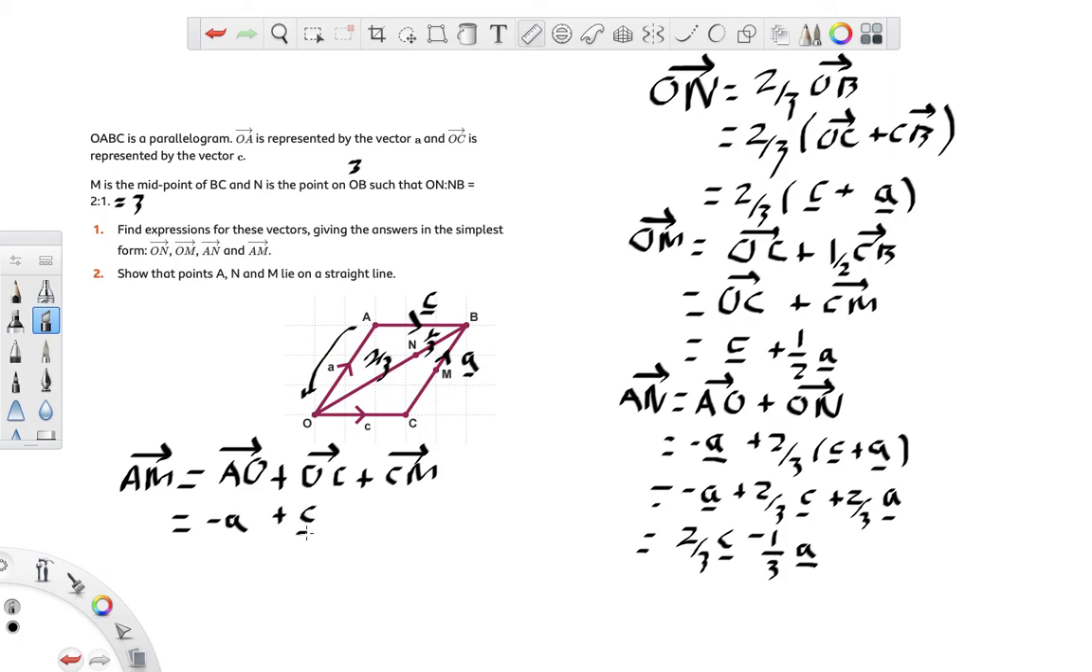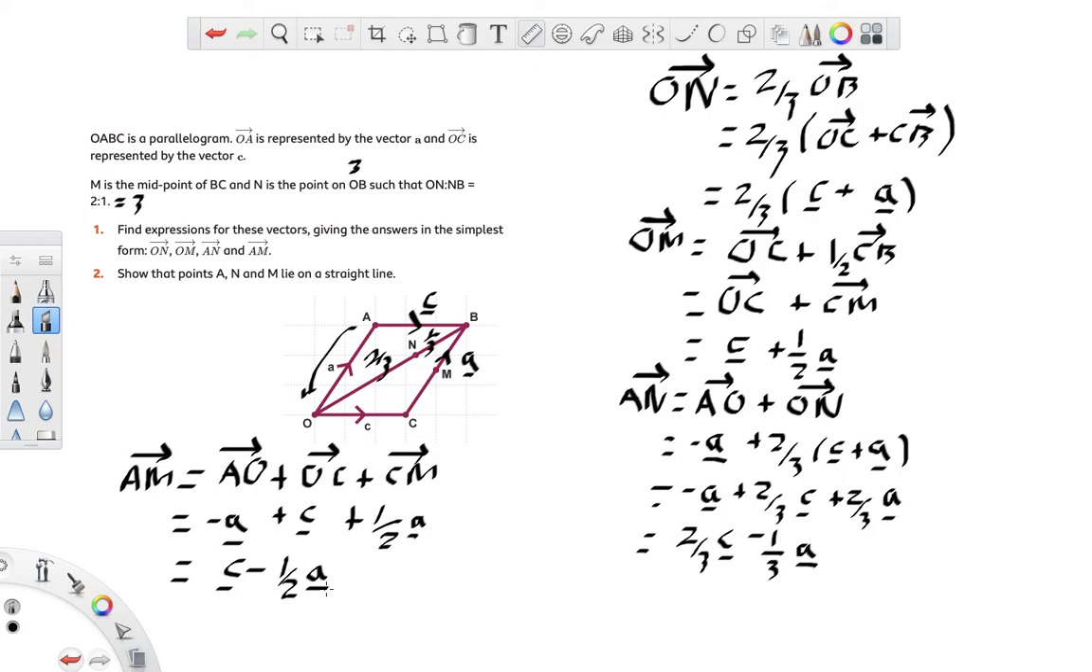I'll underline my vectors as well. And then C to M, well, as we discussed earlier, that's a half of A, so it's plus a half of A. Again, we've just got to simplify and tidy that up. So sorting the A vectors out, we've got half minus 1, well, that's minus a half, so it's C minus a half of A.